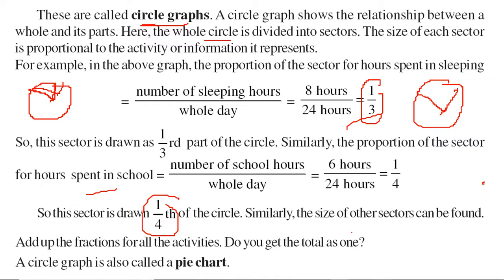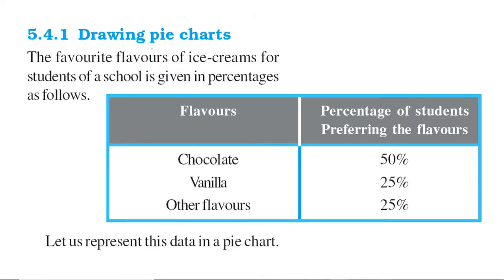So how can the size of the other sectors be found out? You can just check it out. The circle graph is also known as a pie chart. This is the pie chart. How to draw a pie chart?